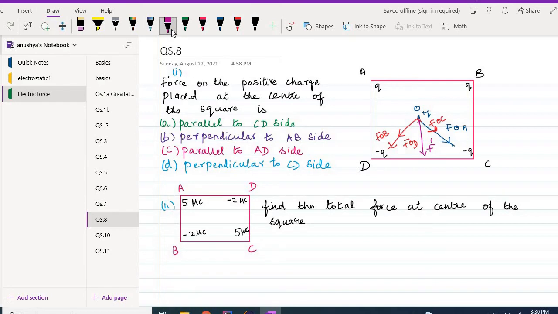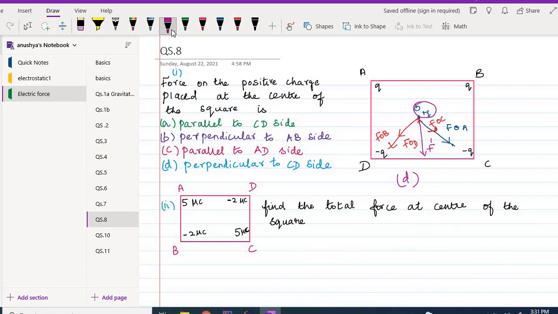Now check the direction of F dash, where it is. It is perpendicular to C and D. So the option is D. The resultant F dash is perpendicular to CD. Are you able to get it? The center charge is positive. If it experiences a positive charge, it gets repelled. When it experiences a negative charge, it will be attracted. Based on this, we get the force directions like this, and the resultant force is perpendicular to CD.